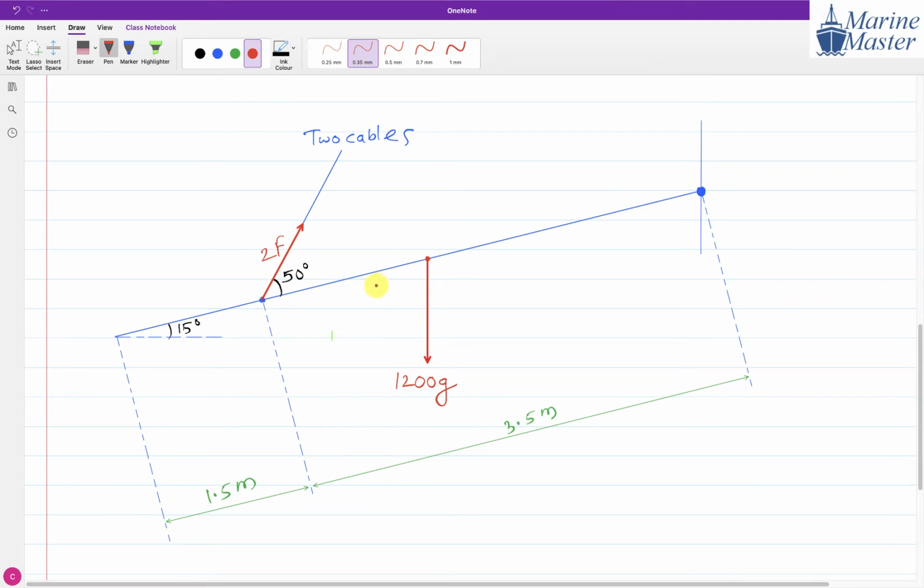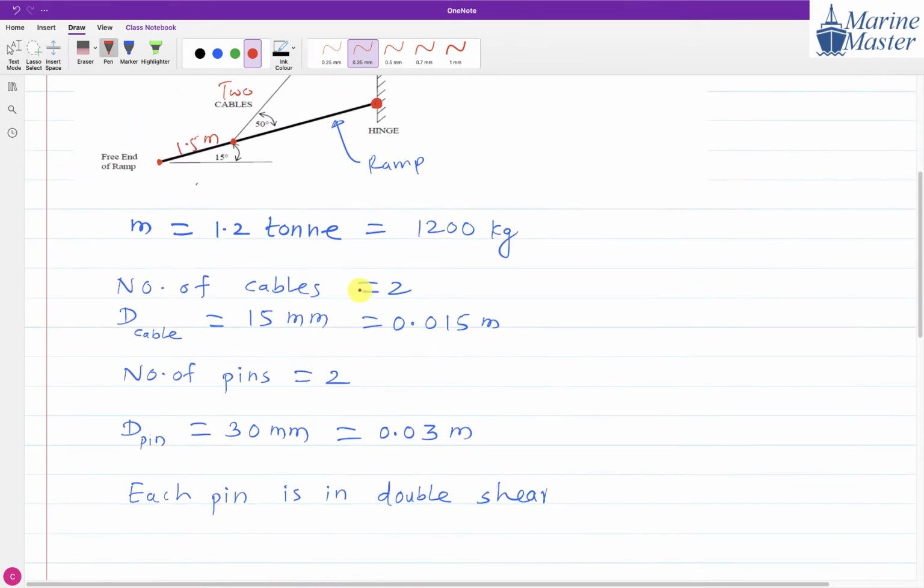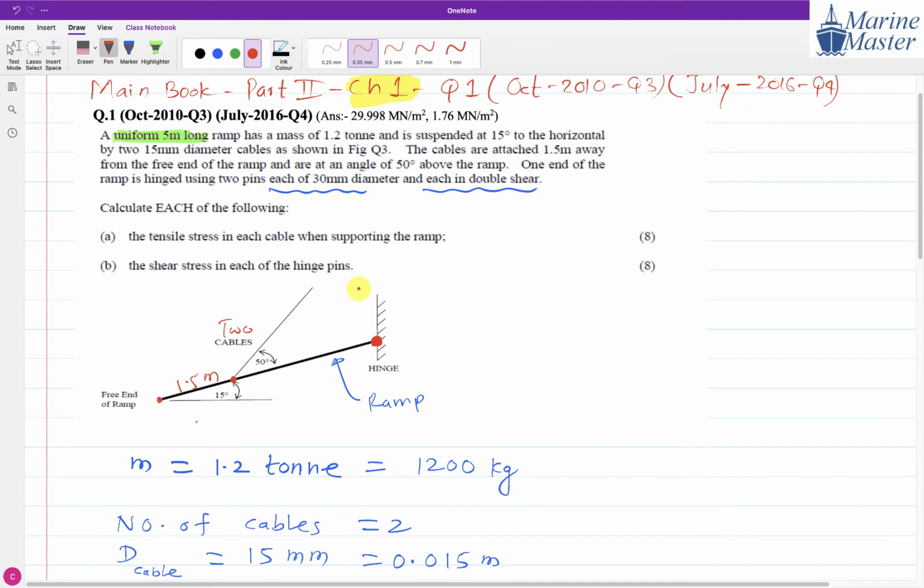Now what are we going to do? Our target in part A is what? What do we have to find out? The stress in each cable. What are they asking us in part A?